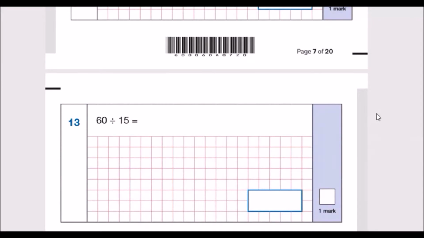All right, number 13. Oof, division again. So 60 divided by 15. Okay, this one is dead easy, I'll be honest with you. The answer is 4, by the way. If you already know that 4 15s is 60, give yourself a pat on the back. For everybody else, what I would do is write this as a fraction. So 60 over 15. And then just simplify the fraction.